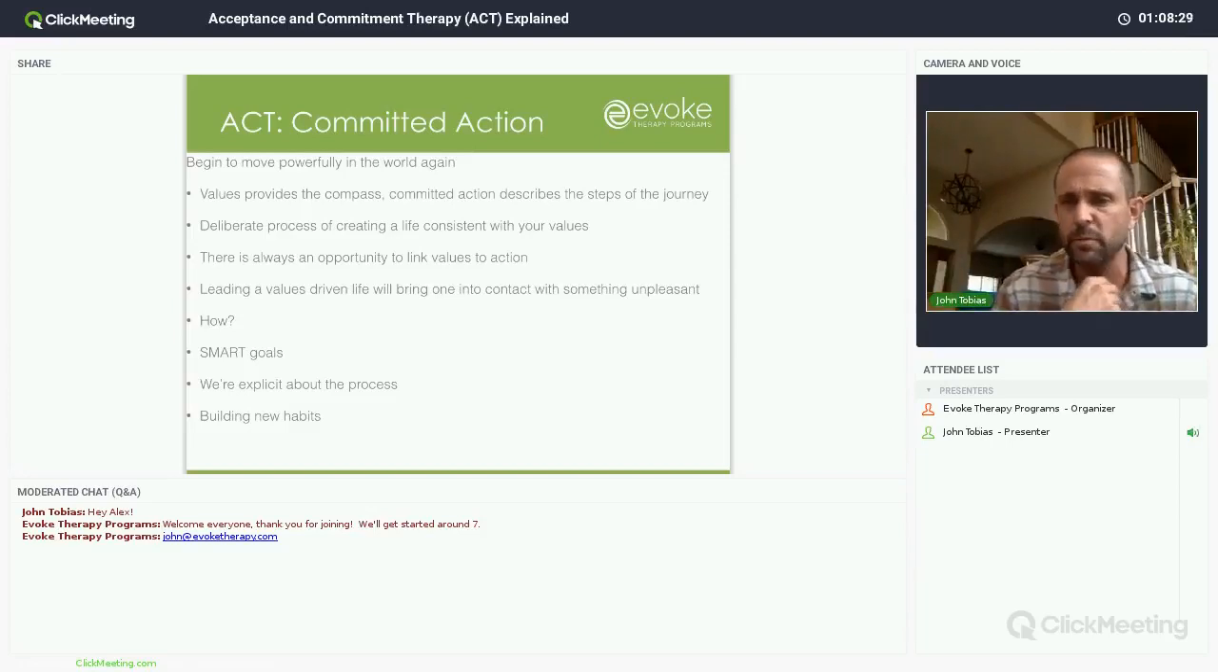This next bullet point: leading a values-driven life will bring one into contact with something unpleasant. And I talked about that a bit earlier. When we're leading a deep, rich, meaningful life, sometimes we will experience hardship. That's part of it. But hopefully it's worth it. I think it is. So how do I address this core process of committed action?